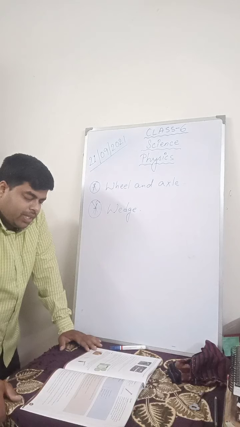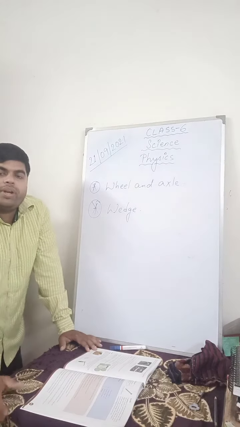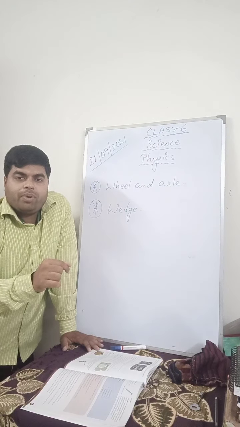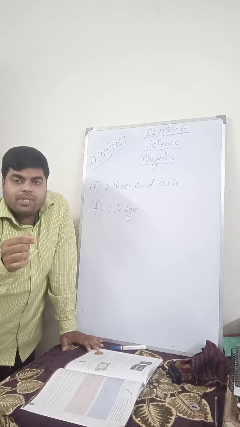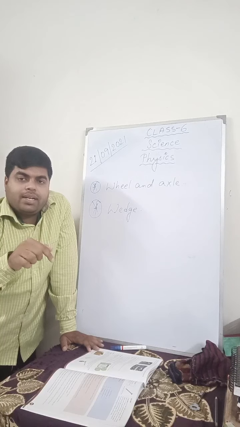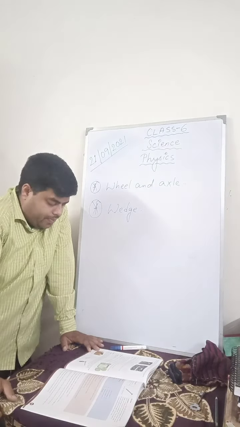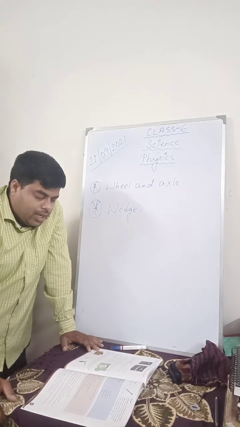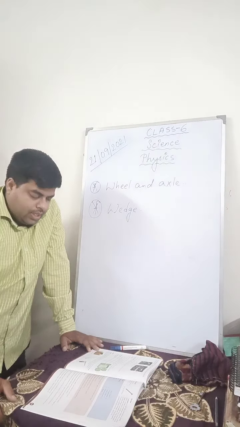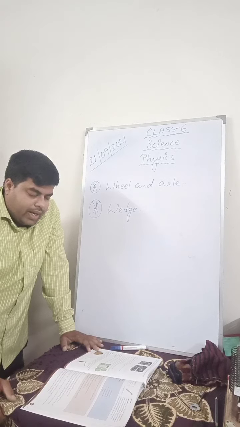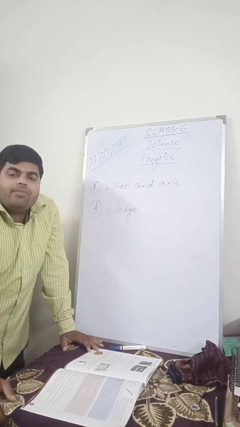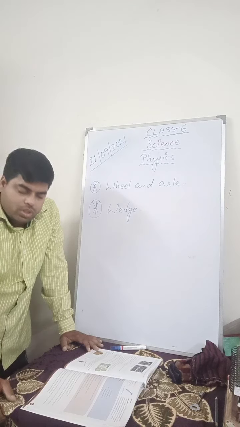Consequently, the sharp edge easily penetrates into the object. Whenever you apply force on the blunt side, the sharp edge goes into the object very easily. Therefore, wedges are used to cut things. For example, knife and axe are examples of wedges. I hope you have understood these wedges.